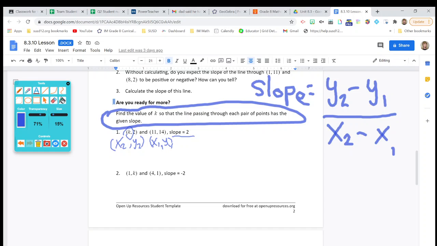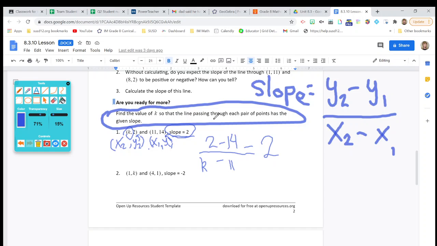Starting with y2. y2 minus y1. Well, y2 is 2. y1 is 14. So it's 2 minus 14. Just like our equation, I'm substituting in the numbers. Over x2, which is the k, minus x1. x1 is equal to 11. And they said the slope equals 2. So all of that equals 2. What is the value of k?